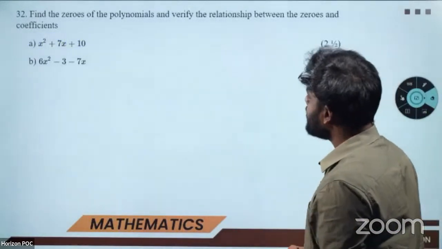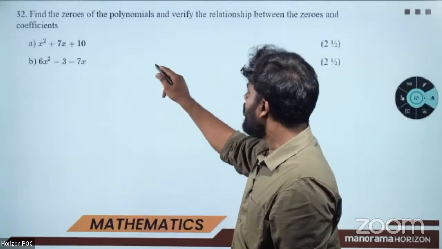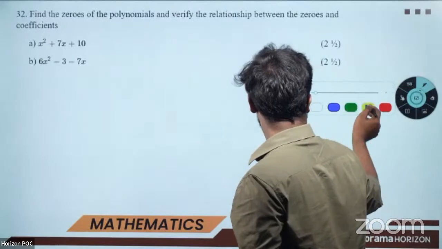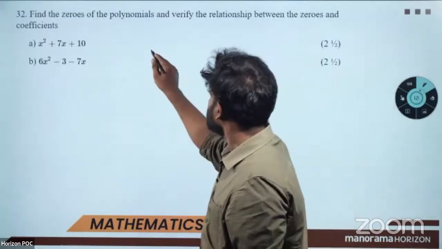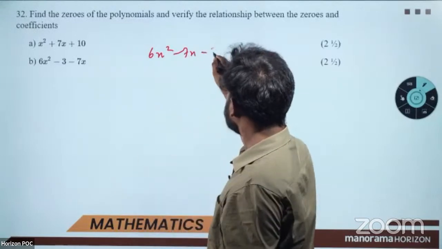What is that? 6x square minus 3 minus 7x. So that is another polynomial. So first write that polynomial in the standard form. That is the first thing that you have to do. So when you write that polynomial in the standard form, I get 6x square minus 7x minus 3. So this is the standard form.